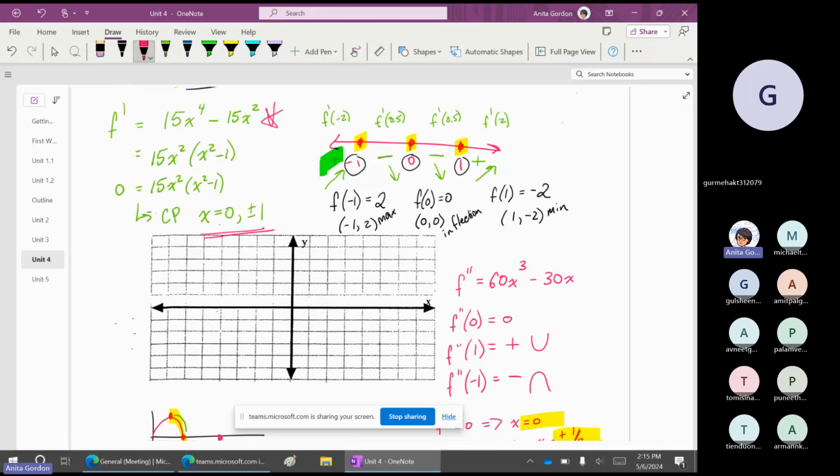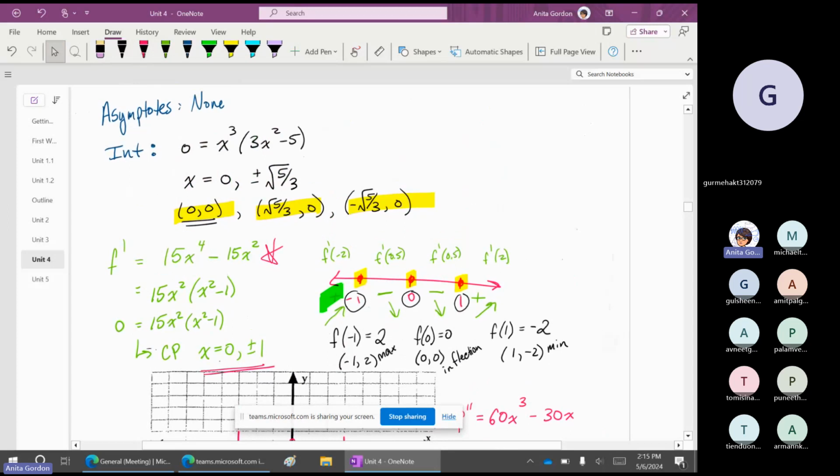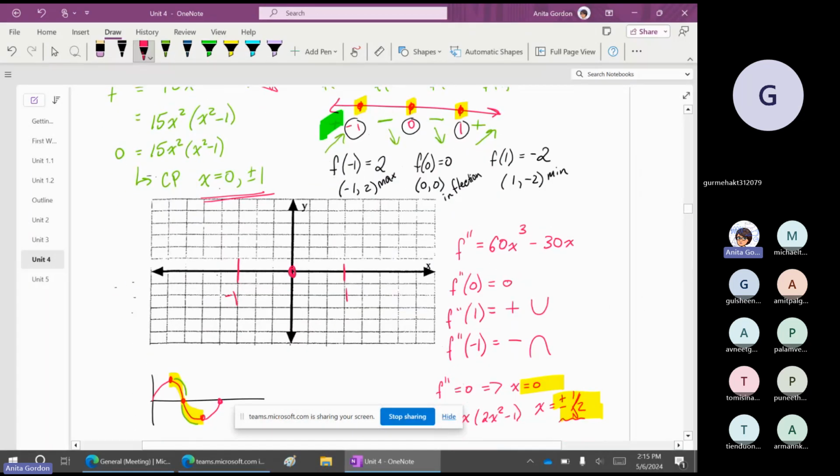Apologies. Okay. Let's say 1 is here, doesn't really matter. Okay, let's do this again. 1 and -1. We know we have an x-intercept at 0. Our other x-intercepts are root 5 over 3. Root 5 over 3 is 1.29. So that means our x-intercepts are actually just after 1. My apologies. This is root 5 over 3. This is positive root 5 over 3. Here are our intercepts.